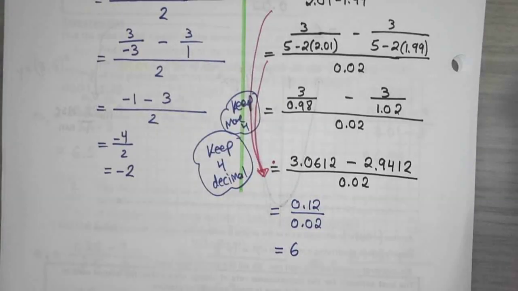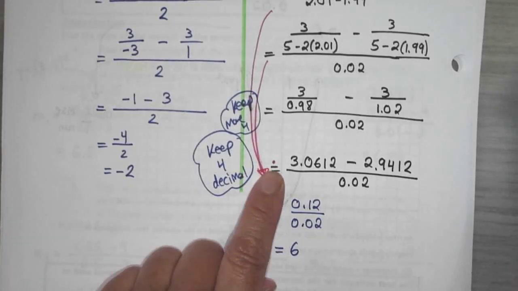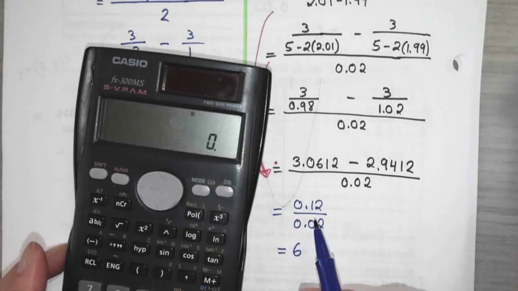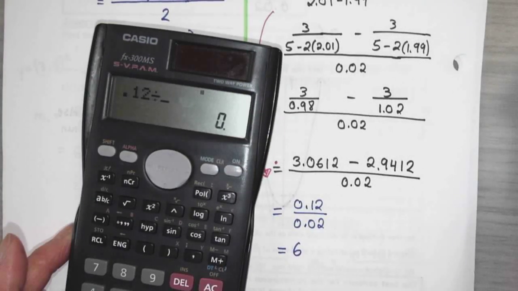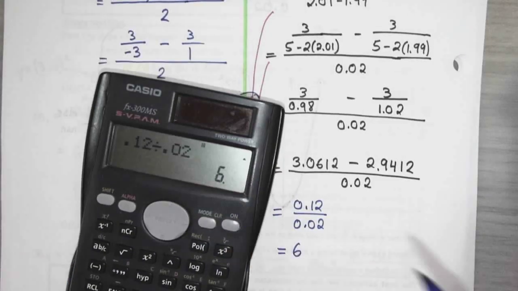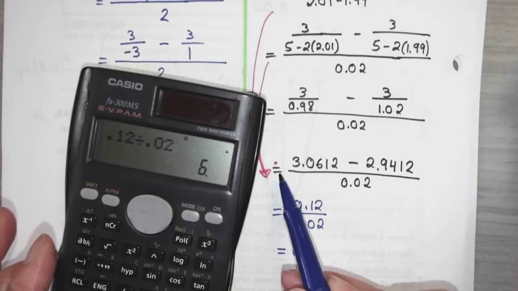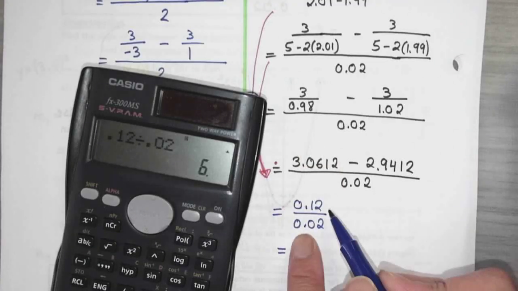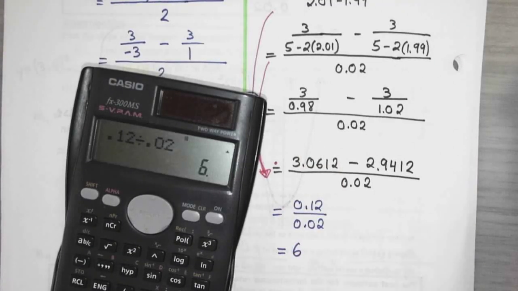Why didn't you put an approximate equal sign at the end? I didn't round it again. It became exactly 6. So I took my answer from above, 0.12, divided by 0.02, and it was exactly 6. I didn't have to round it. I put the approximate sign every time I physically took off some decimal places. Here, I didn't take off anything.